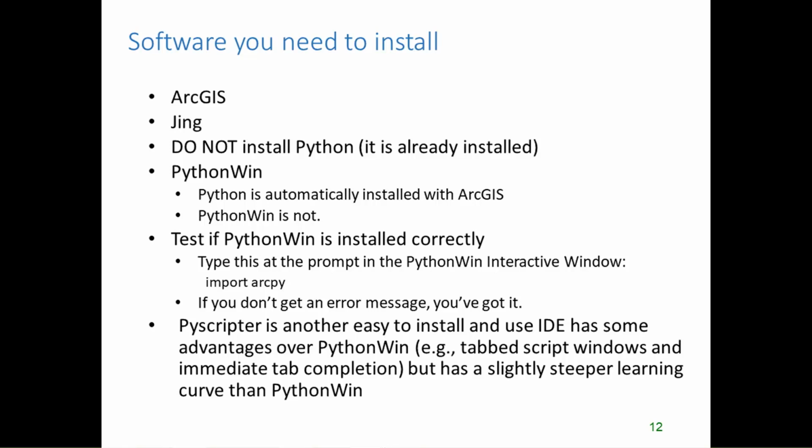Homework 1 walks through the installation process for Python Win and PyScripter. Python itself is automatically installed when ArcGIS is installed, so do not install Python again. If your import ArcPy test fails in Python Win or PyScripter, you've probably installed them under another version of Python that your machine has in a location that is not under the current active ArcGIS install.